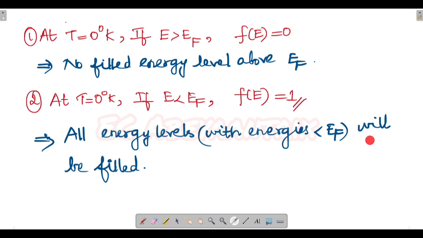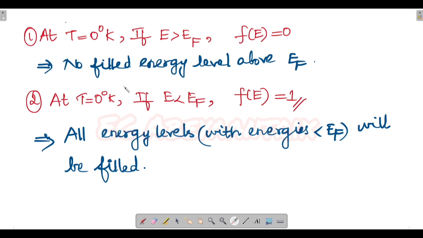So that is the next point: all energy levels with energies less than EF will be filled. That's the condition. If E is less than EF, that power term in the numerator will be negative, hence it becomes 1 finally. So all energy levels with energies less than EF will be filled. This is the meaning. These are the two cases in the Fermi-Dirac function.